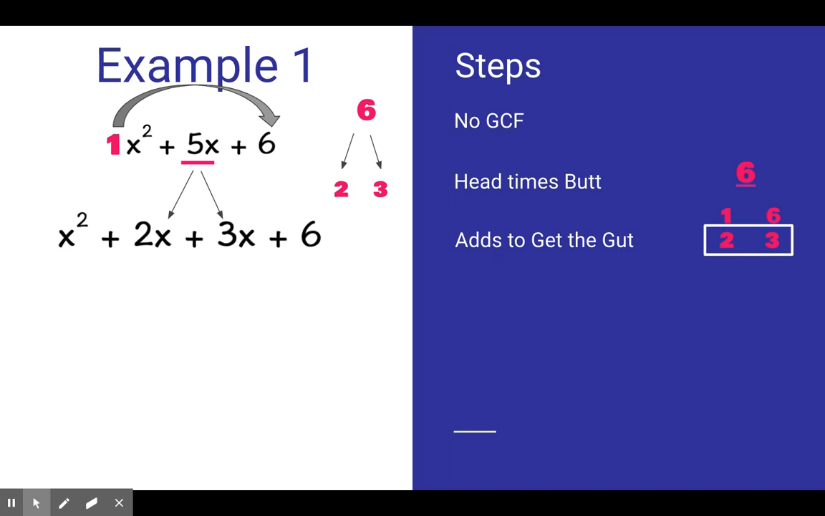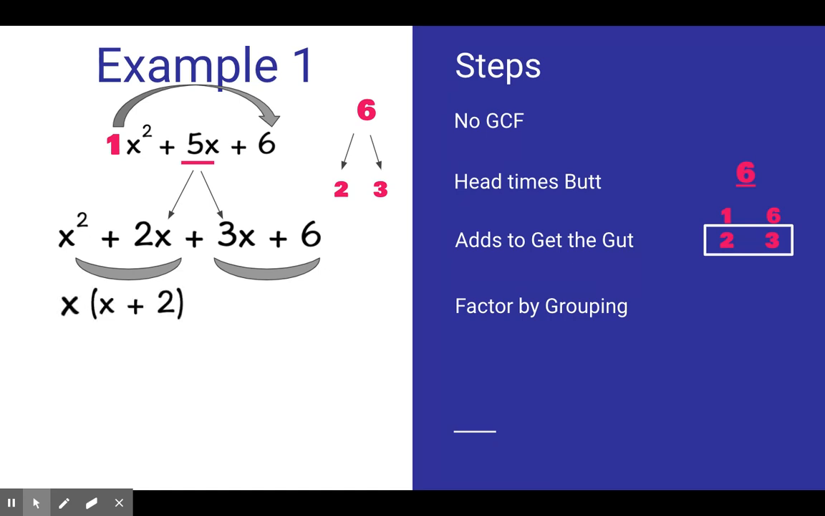And then I go ahead and group. I'll group my first two terms together and my second two terms together. And then I look for pulling out the GCF. So in my first group, I'm going to pull out an x. That leaves me with x plus 2. In my second group, I'll pull out a 3, leaves me with x plus 2. Just a little hint, your parentheses should always match up.